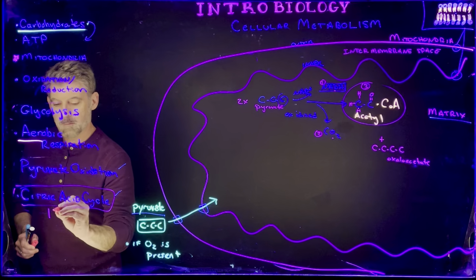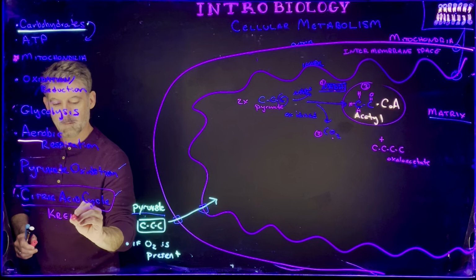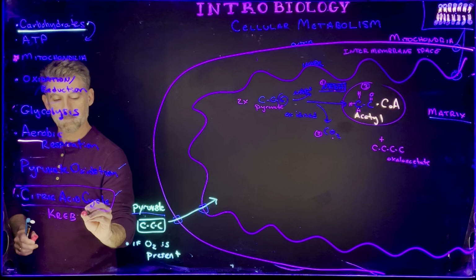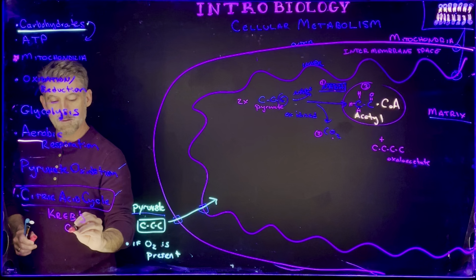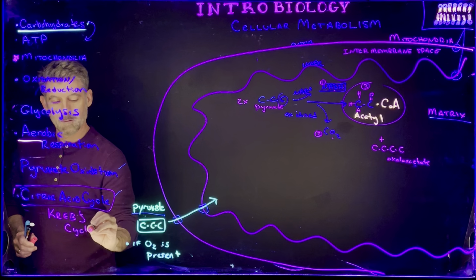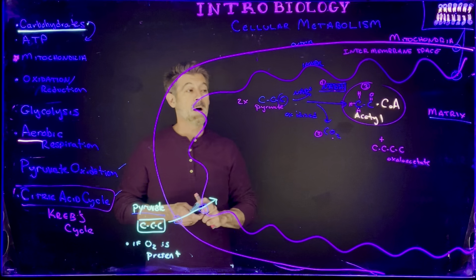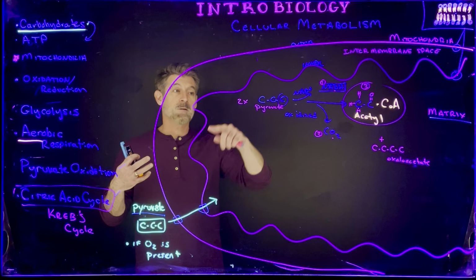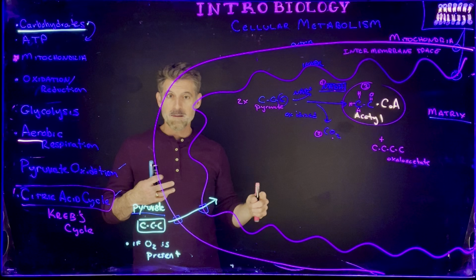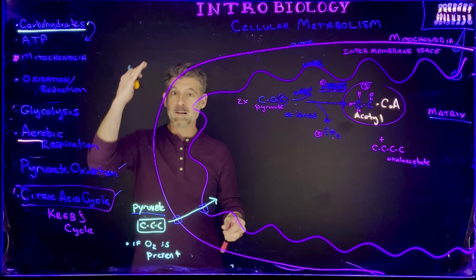also called Krebs cycle. It's called the Krebs cycle because of a person named Hans Krebs who figured out that this process was actually a cyclical process as opposed to a linear pathway, like glycolysis.